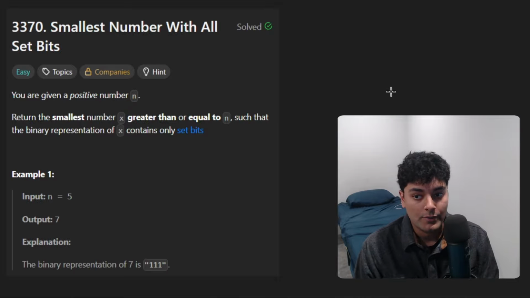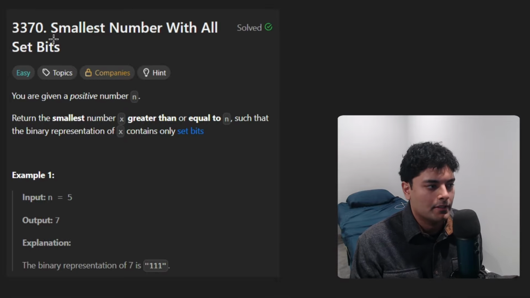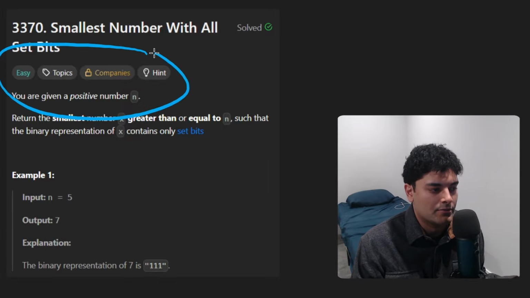So I just got out of prison, so let's solve this Leetcode easy. Smallest number with all set bits. I honestly wish it was a little bit harder. I think at the end of the month, usually the problems are difficult, and this one is really not.